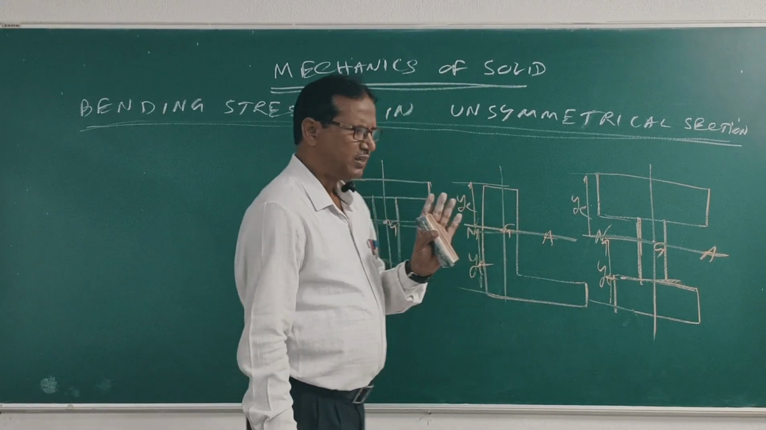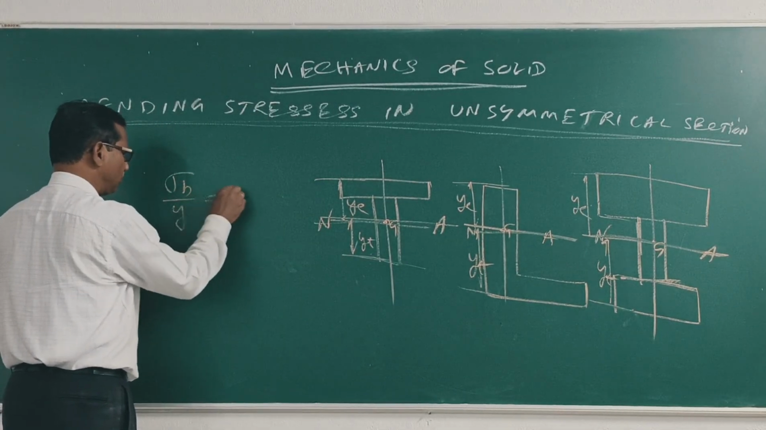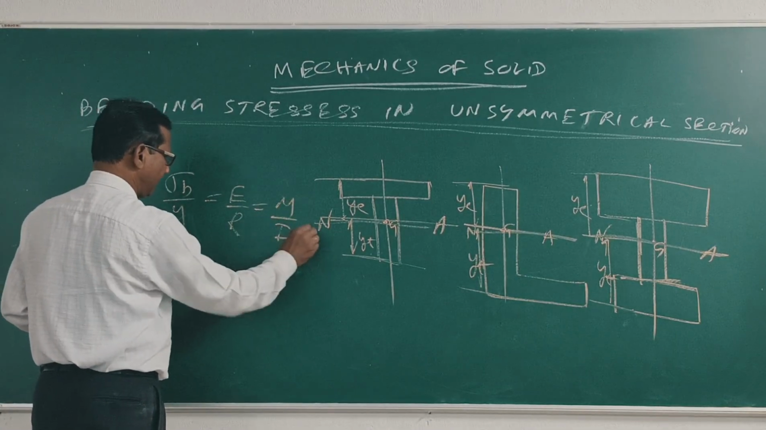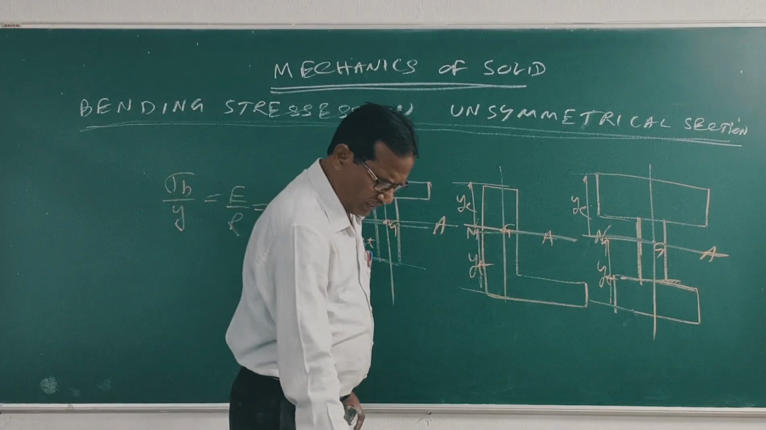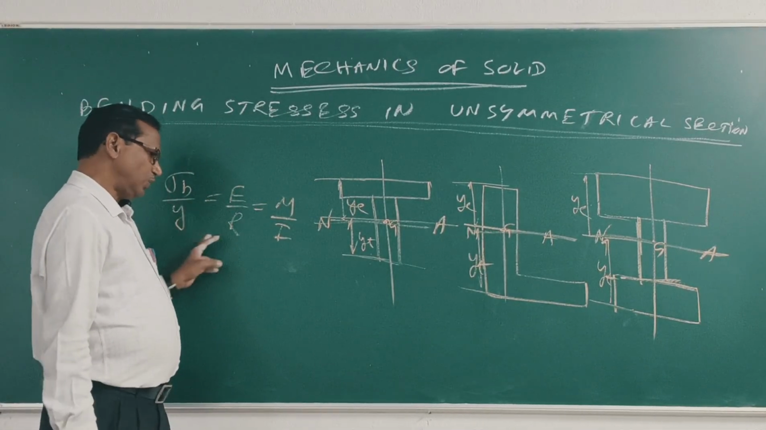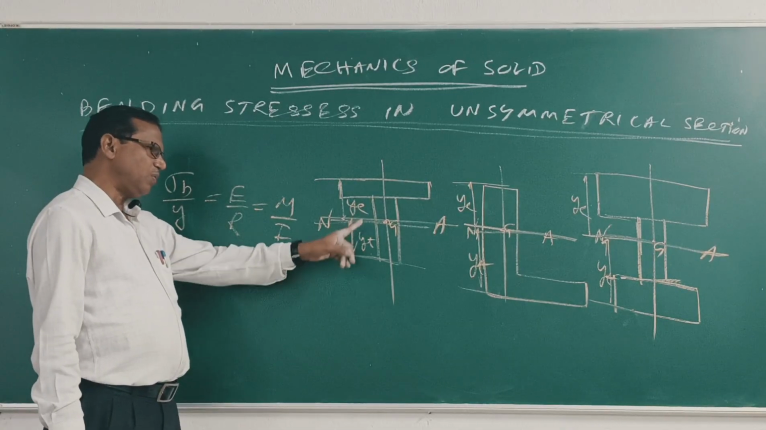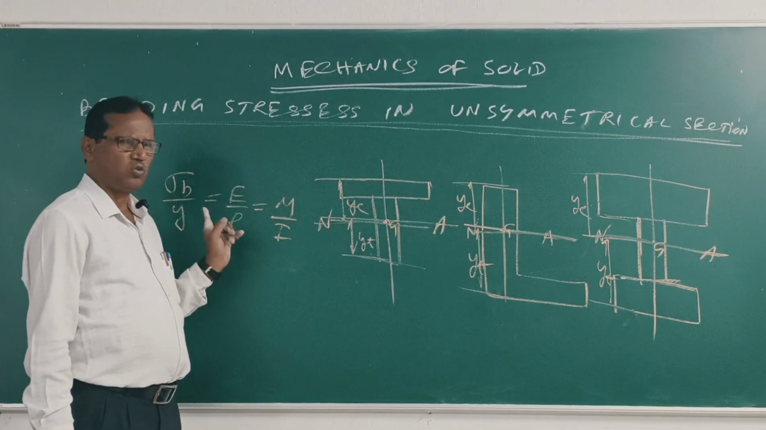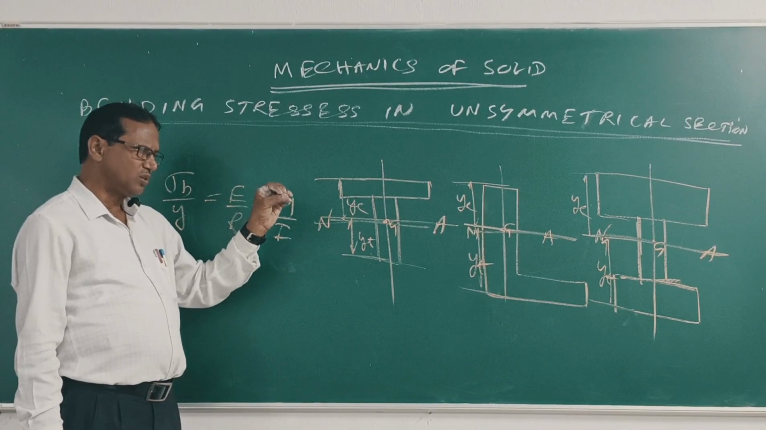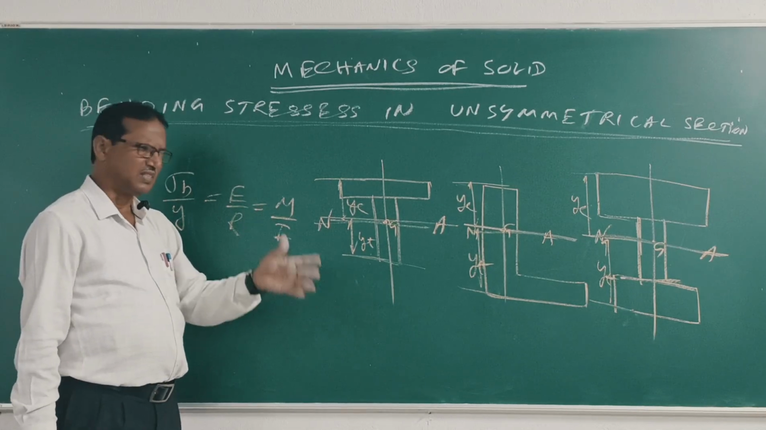What is the equation? The bending equation is sigma b by y is equal to E by R is equal to M by I. Clear? This is the equation of bending. In this equation, the y you require is the bigger value of YC and YT. Clear? Now I will write some notes regarding this theory, then I will do problems of I section, T section and L section.